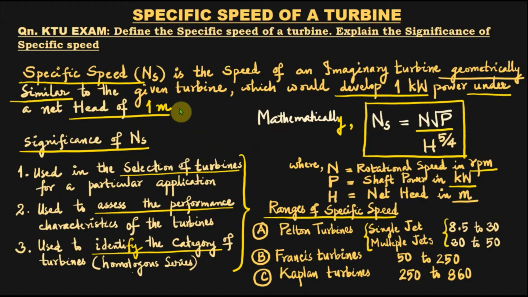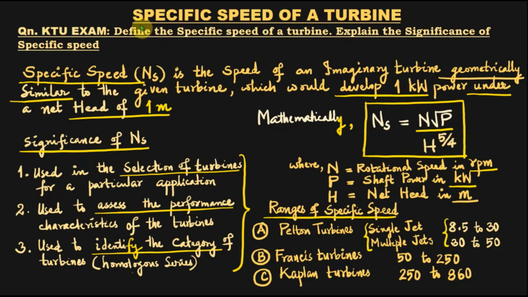Welcome to the 12th lecture of the Fluid Machinery course. In this lecture, we will discuss what is specific speed, what is its significance, and how to derive an expression for specific speed and a numerical problem related to the specific speed. And this is in fact from module 2.